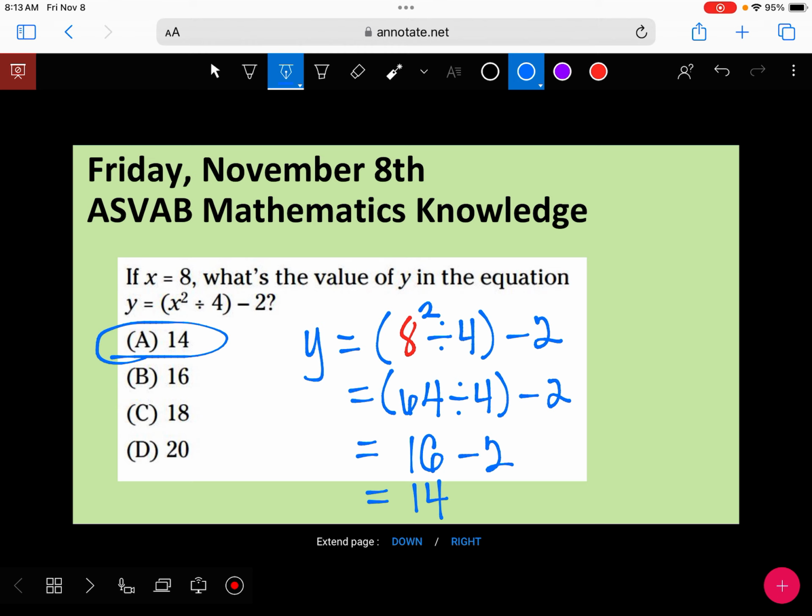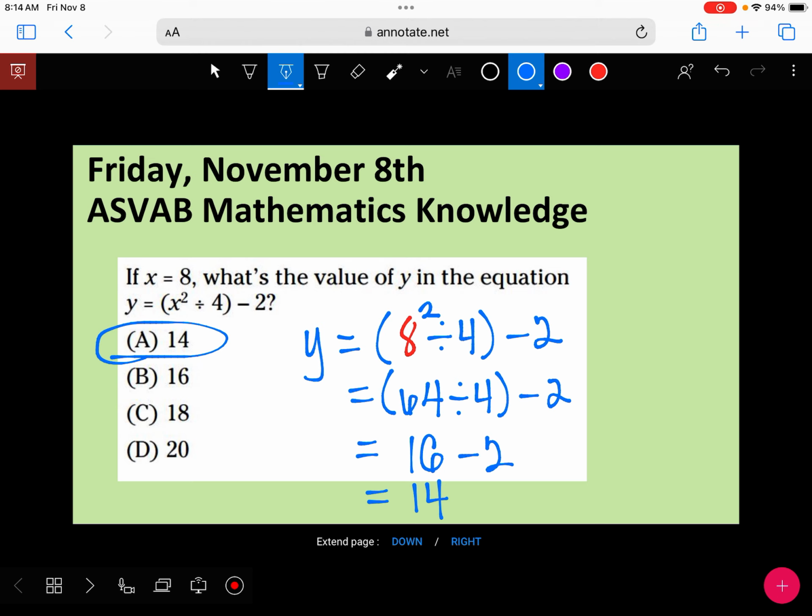Yeah, you typed it all in. That's okay. On the ASVAB, you would not get a calculator. So I was just doing it without the calculator, but you could, because we're not actually taking the ASVAB, you can use your calculator.